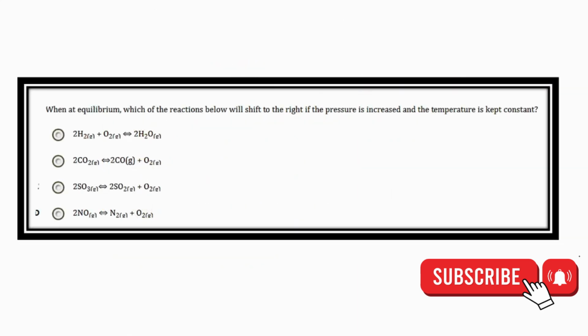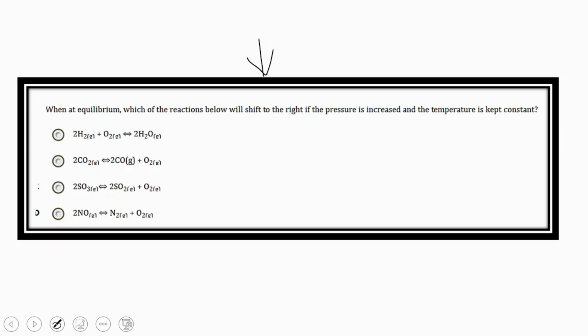Now the next question. When at equilibrium, which of the reactions below shift to the right if the pressure is increased and temperature is kept constant? Now we're looking at the external constraints being increase or decrease in pressure. So the question implies that you should find the equation where an increase in pressure will cause the equilibrium position to shift to the right. That is, equilibrium will favor a forward reaction.